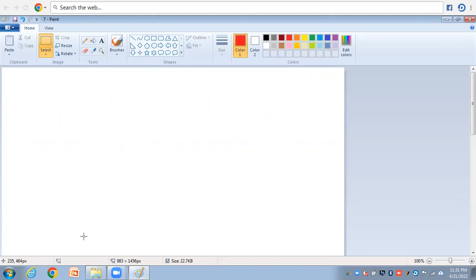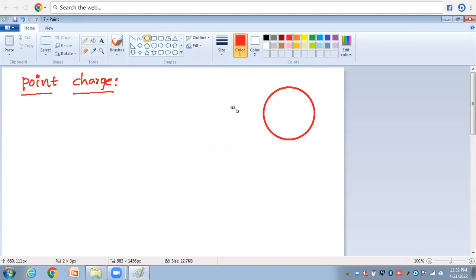The first one is the point charge. This is the Gauss law application. I will write in a neat manner. Now consider one circle here. It's a closed path.